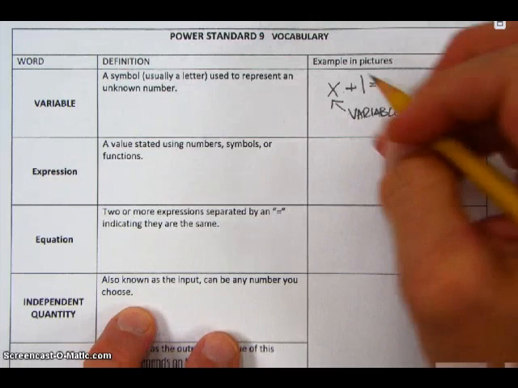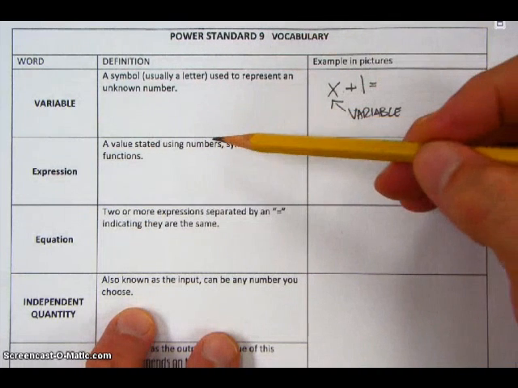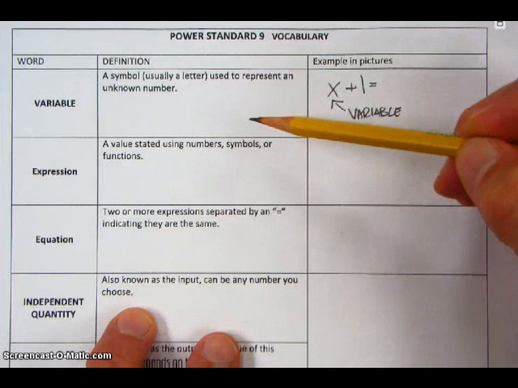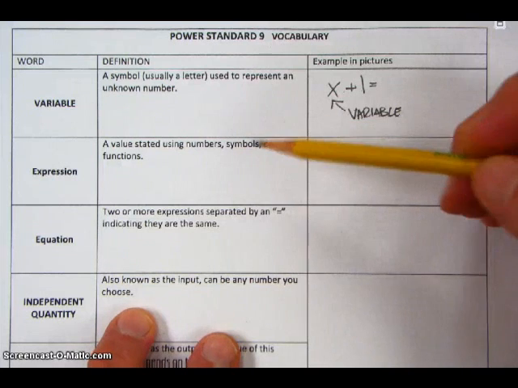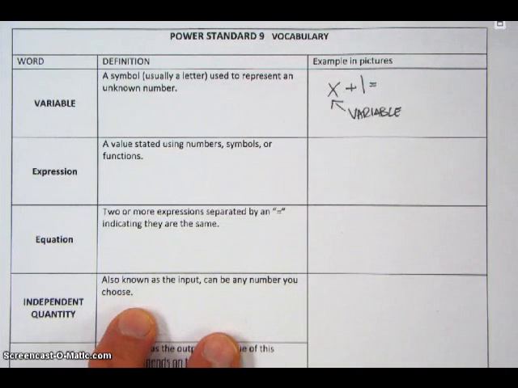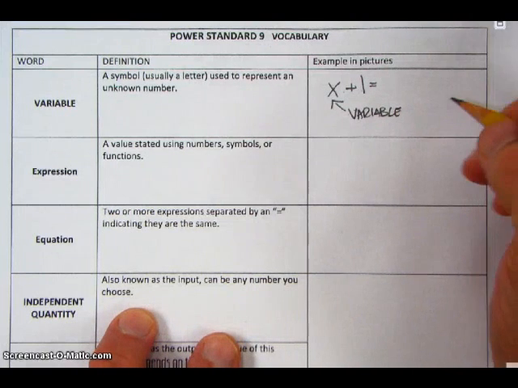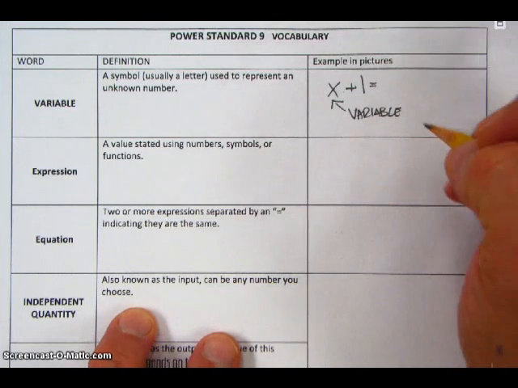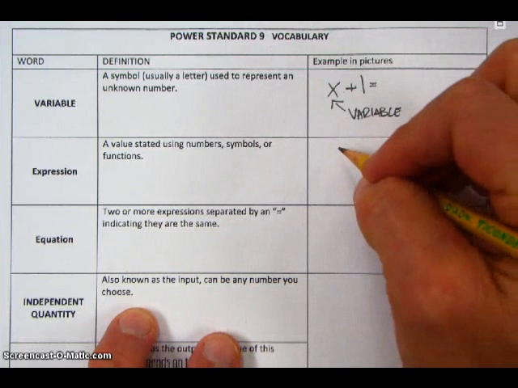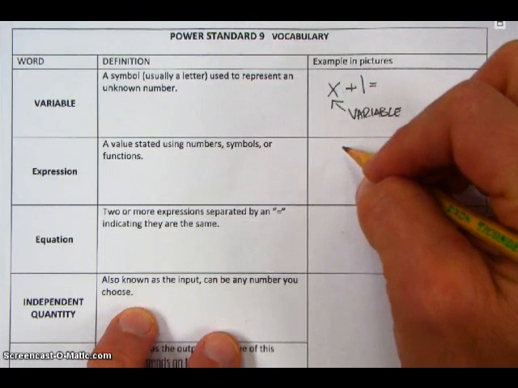So an expression: a value stated using numbers, symbols, or functions. Now, this is kind of a difficult concept because you're used to just looking at equations. It's how you think about the many ways you can express yourself. Well, we can express values in math in a very complex way.